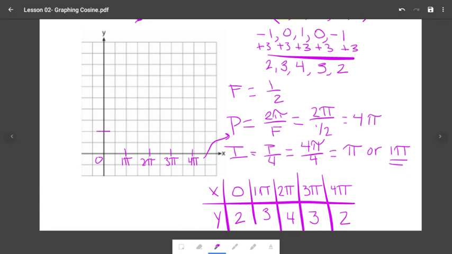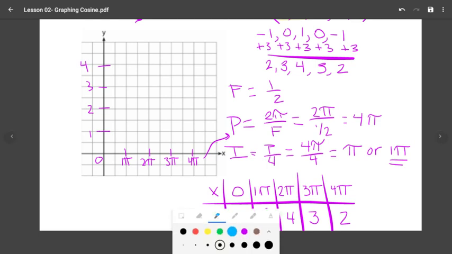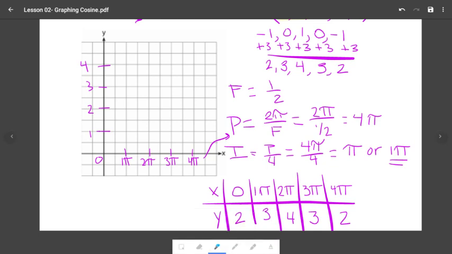And now we should be able to skip every other line because I have to get all the way up to positive 4. So plotting my points, when x is 0, y is 2. When x is 1 pi, y is 3. When x is 2 pi, y is 4. When x is 3 pi, y is 3. And when x is 4 pi, y is 2.